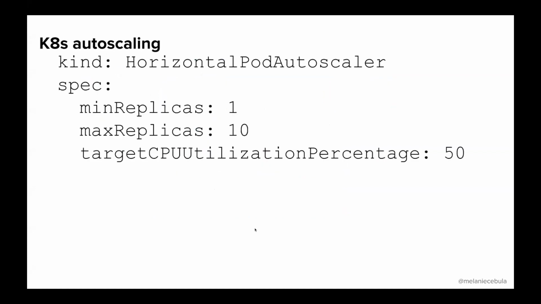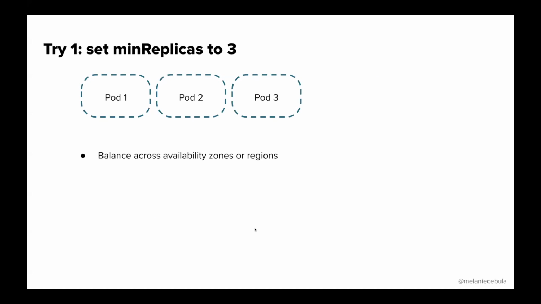And this is the YAML for that. So you have kind, HPA, a spec with minReplicas and maxReplicas, and you also specify a target CPU utilization percentage. So in this case, we are targeting 50%. So one question developers ask me is, what should I set minReplicas to? And this is actually an interesting question. In most examples online, you'll see 1 as the min, but for us, there are a few considerations that would make you want to have it be more than 1.